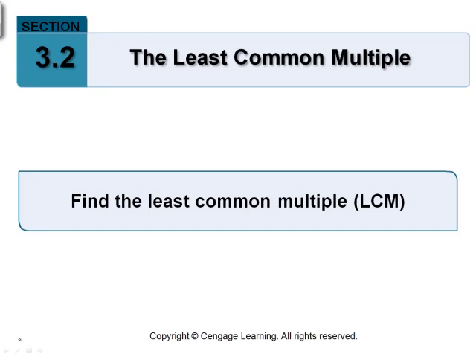Hello, this is Math 18, Section 3.2. Today we're going to be looking at how to find the least common multiple of two or more numbers.